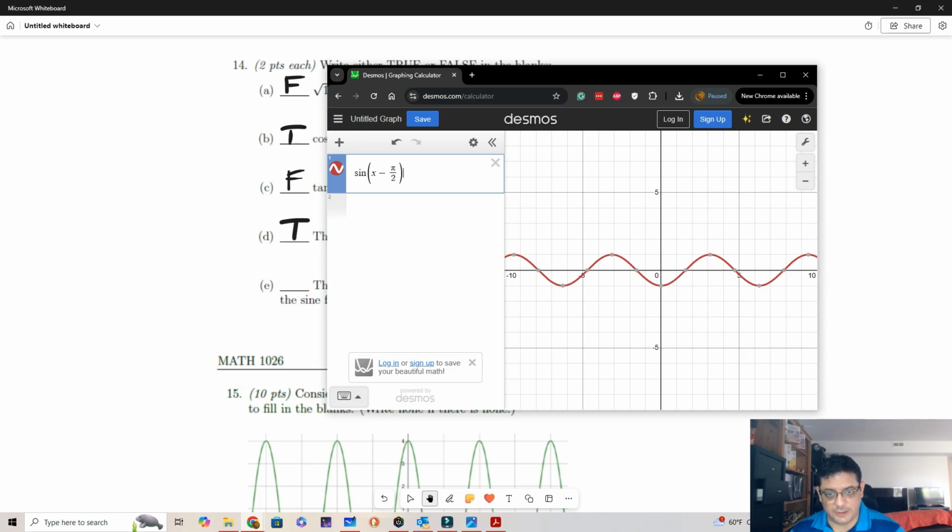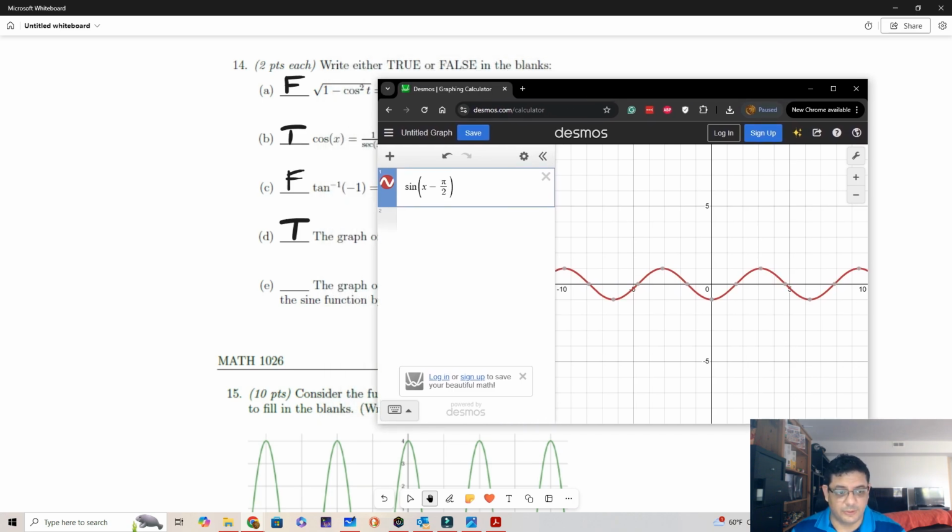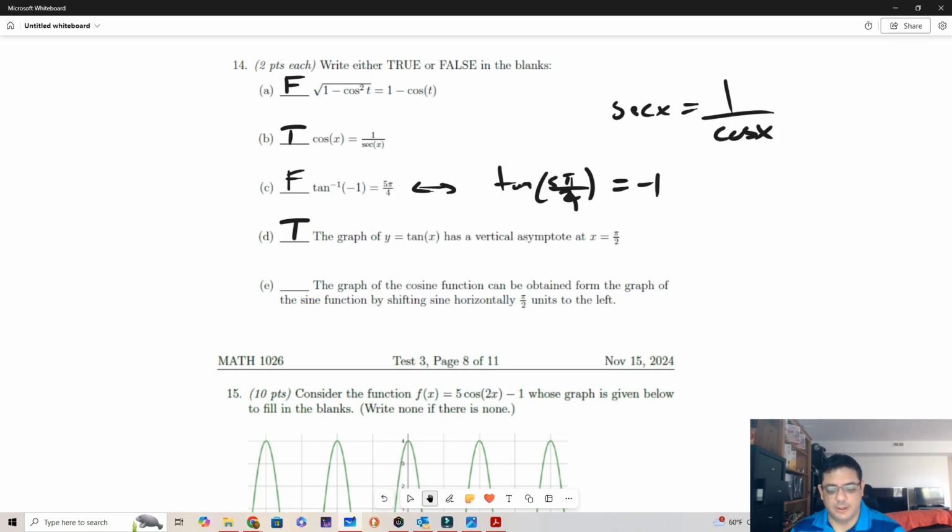by half units, then you notice this is shifting 0.5 units to the right, so it's not going to work. So if we shift pi half units to the left though, now you can see that it matches the cosine. If we do pi half units to the left, so now this is true.